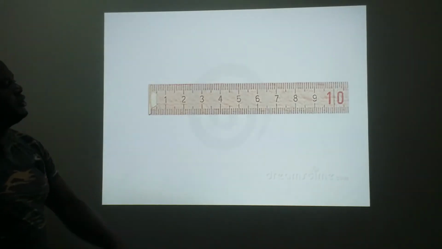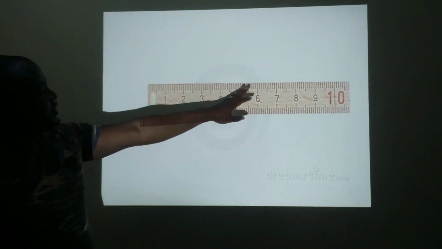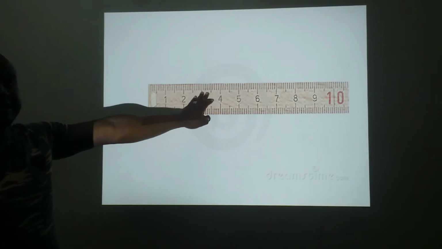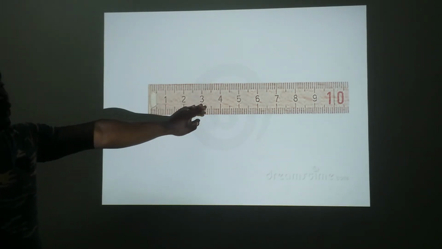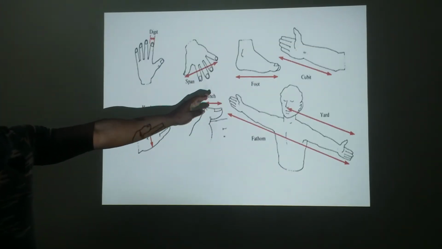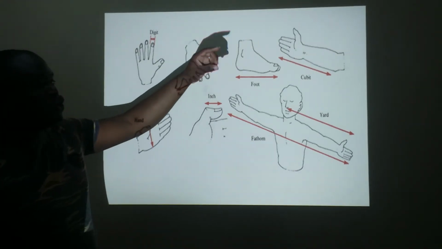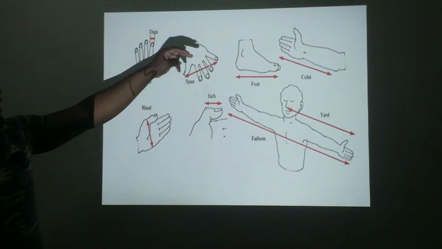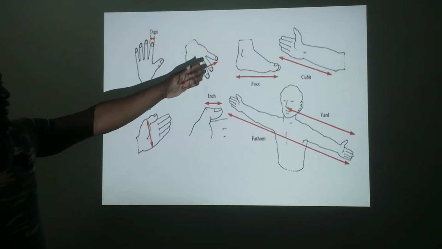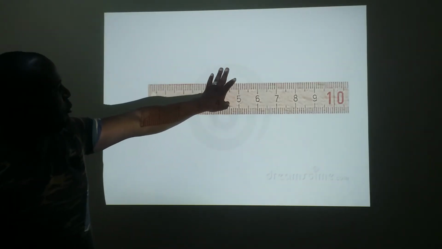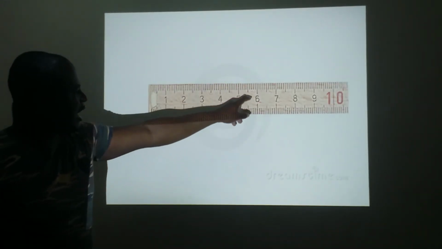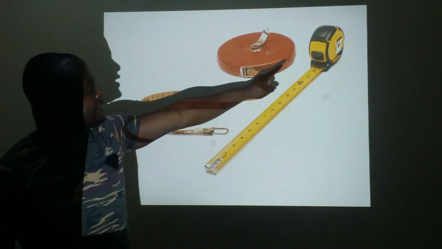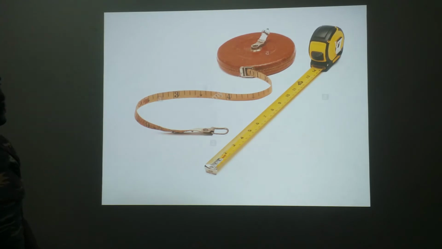So why do we have this ruler? You use this in your class, in education. So the two instruments I showed you right now are the standard or modern method: the ruler and the tape rule. You see that?